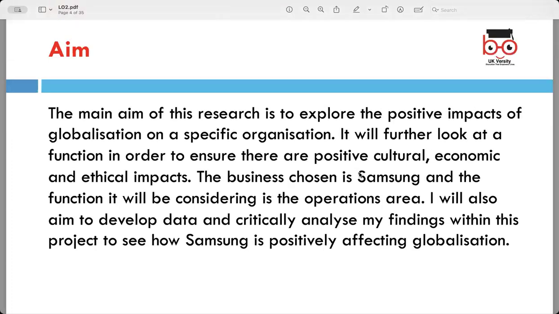The aim of this research is to explore the positive effects of globalization on a major global company, Samsung. The focus will be on the operations function, and the project will look at how Samsung benefits culturally, economically, and ethically from operating worldwide. Along the way, the student will collect data and critically analyze whether Samsung is truly a positive example of globalization in action.